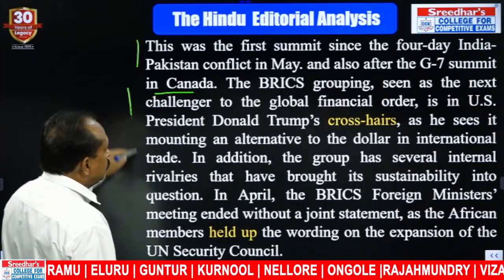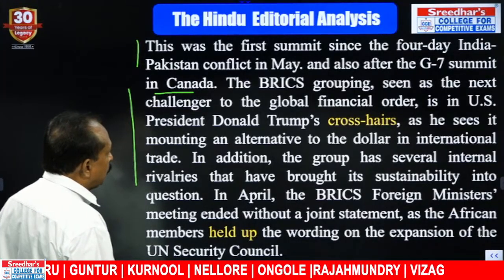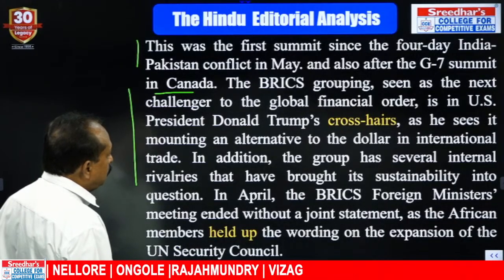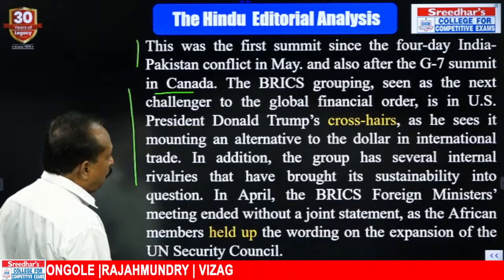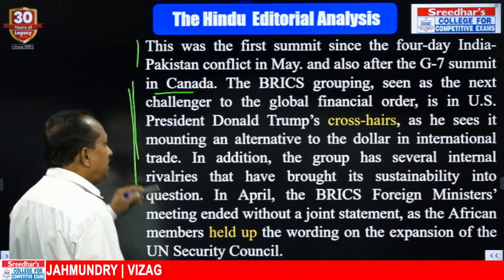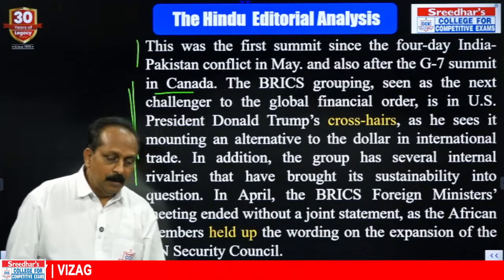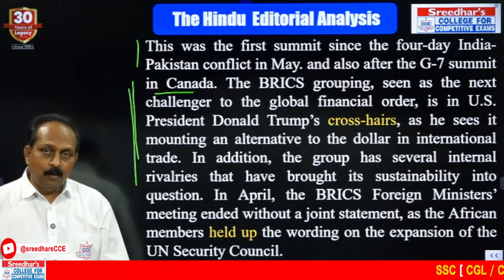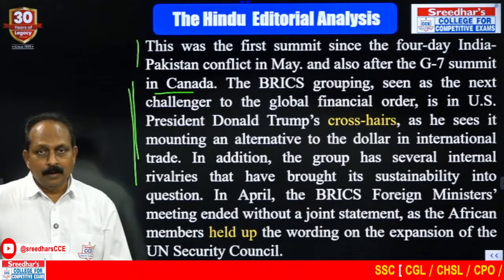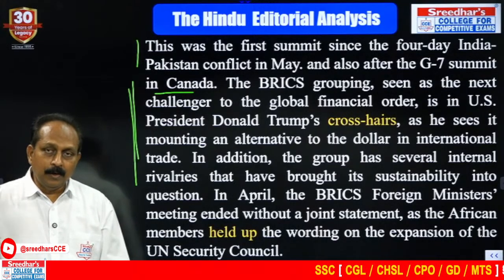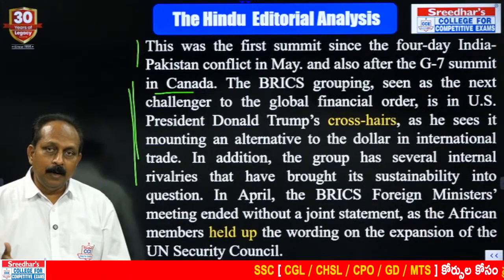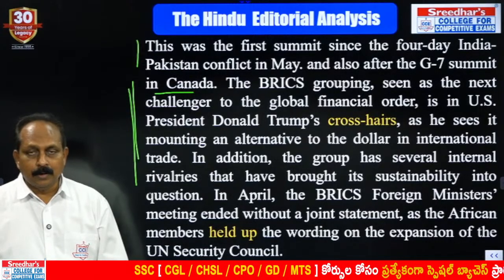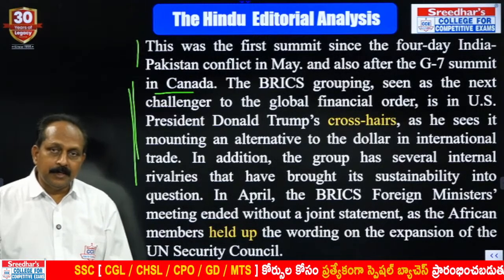The BRICS grouping, seen as the next challenger to the global financial order, is in US President Donald Trump's crosshairs as he sees it mounting an alternative to the dollar in international trade. What does it mean? Today we have the global order, financially speaking. If you look at the present global order, the North Bloc has the upper hand. Global North means industrially developed countries or first world countries. And Global South, developing countries or third world countries, they are always at the receiving end.